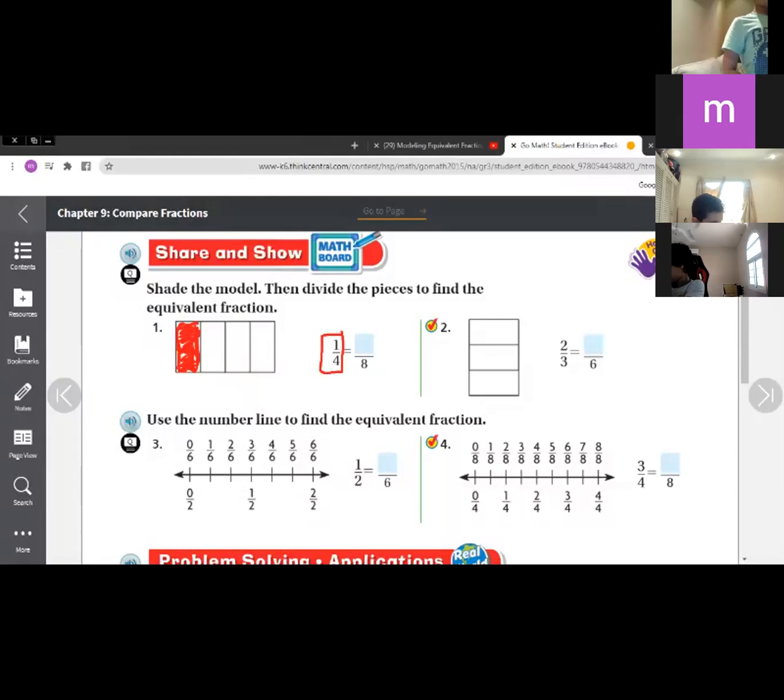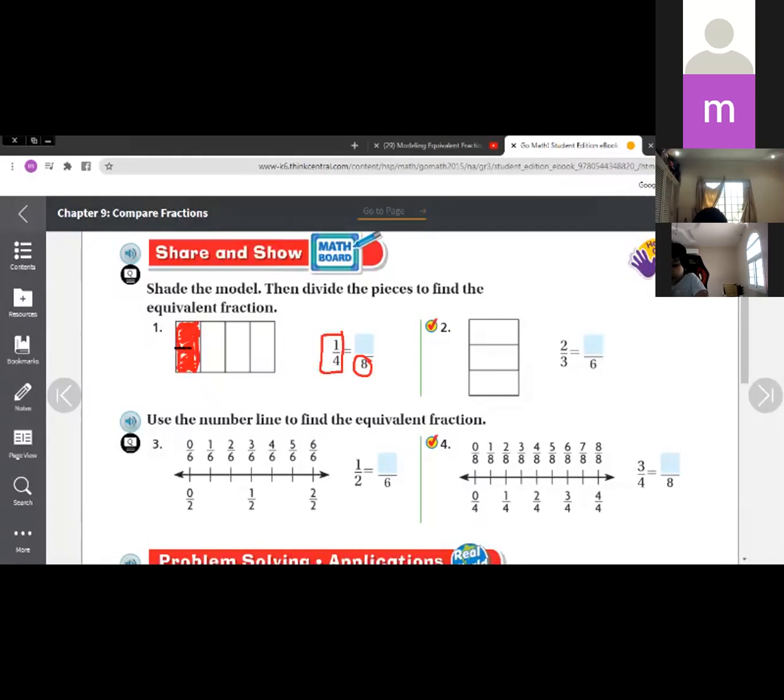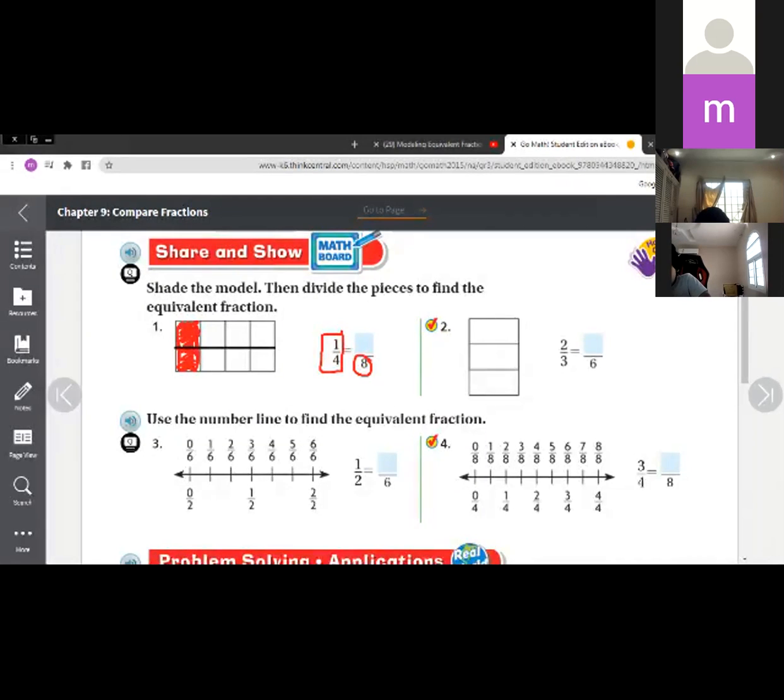Okay, now let me divide the shape into 8 pieces. Why 8? Because the denominator here is 8. So I'm going to divide all the shape into 8 pieces. Look, are they 8 now? Yeah. They are 8. So look at the red parts. How many parts do I have now for red? 2. So I have to write here 2.